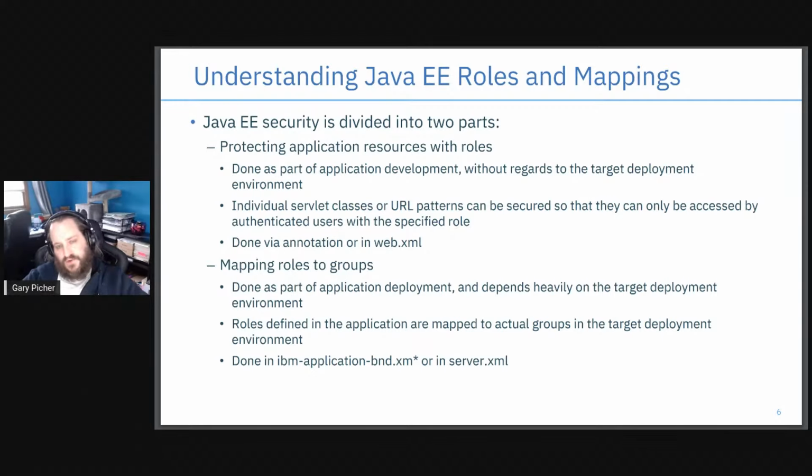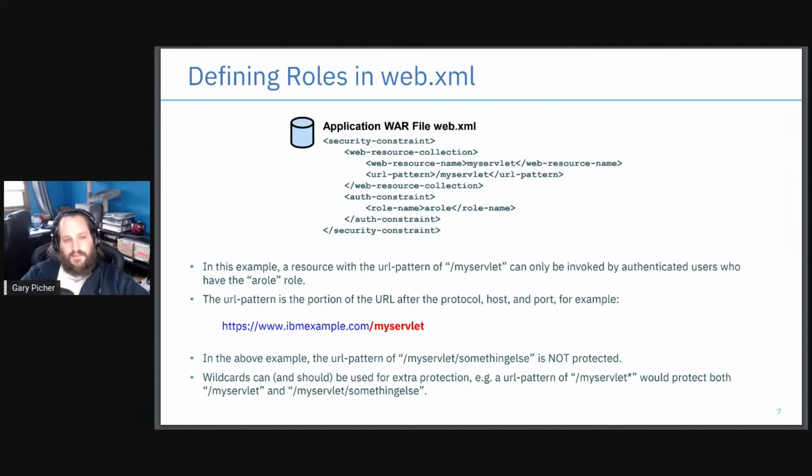So there's a distinction between the application developer who's defining the roles and sort of giving a general idea of who should have access to it, and then the deployment environment where you're actually saying, hey, these are the actual groups in the target deployment environment who are associated with these roles. So let me break this down a little bit. This is an example of defining a role in your web XML.